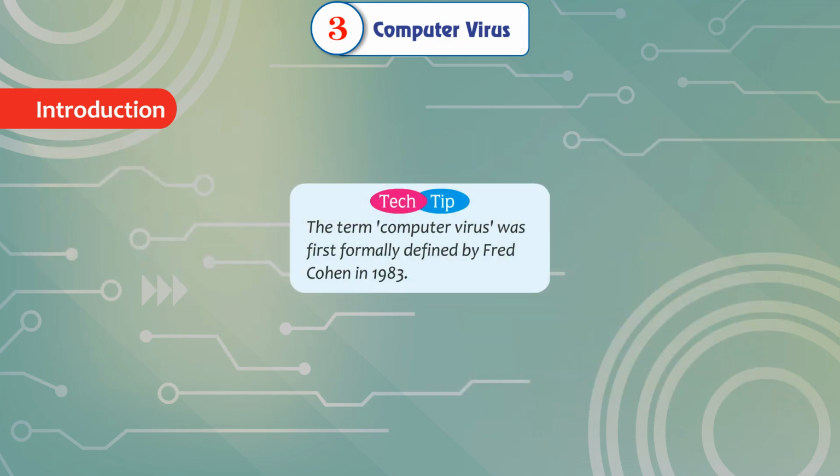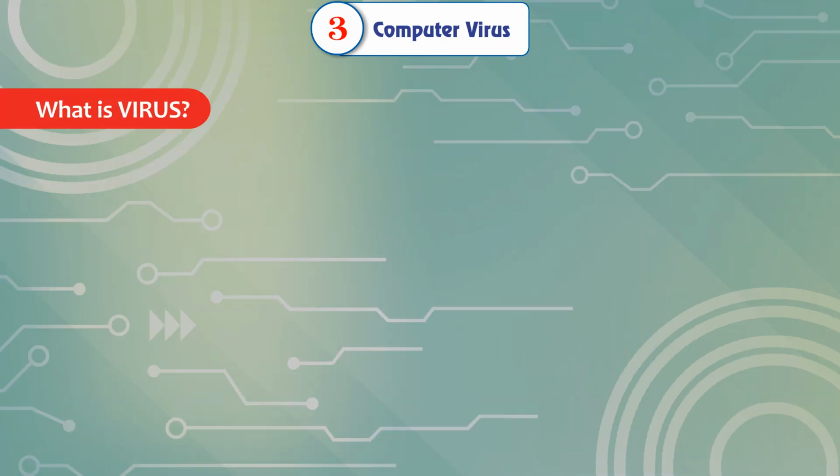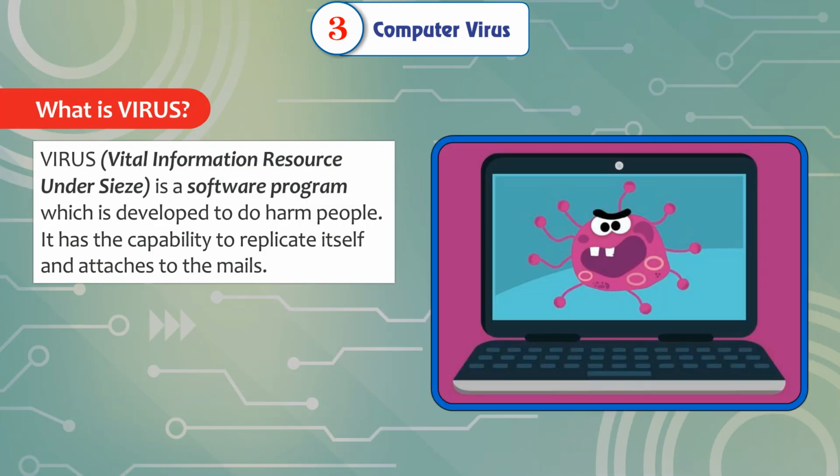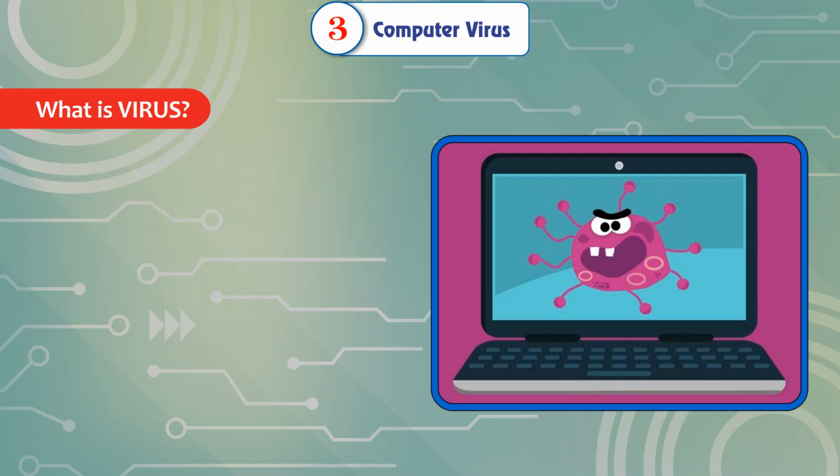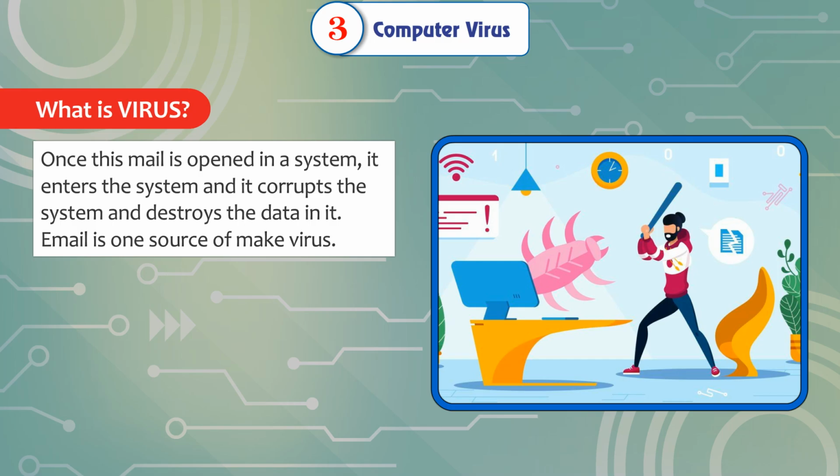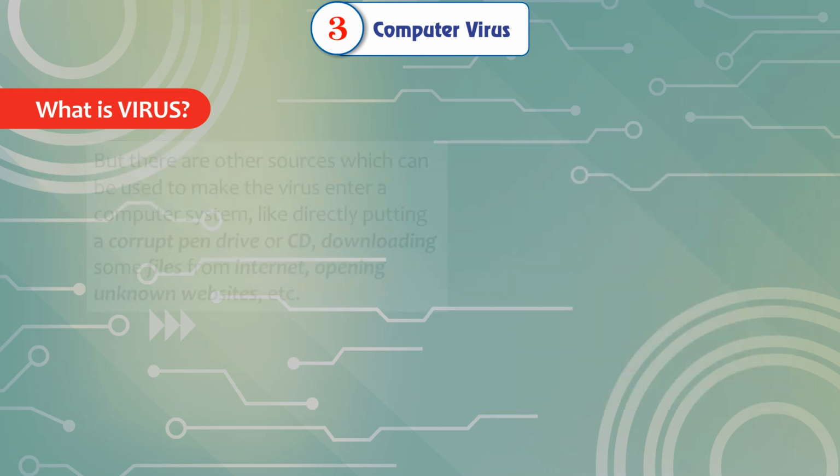Tech tip. The term computer virus was first formally defined by Fred Cohen in 1983. What is virus? Virus, Vital Information Resource Under Seize, is a software program which is developed to harm people. It has the capability to replicate itself and attaches to the mails. Once this mail is opened in a system, it enters the system and it corrupts the system and destroys the data in it.